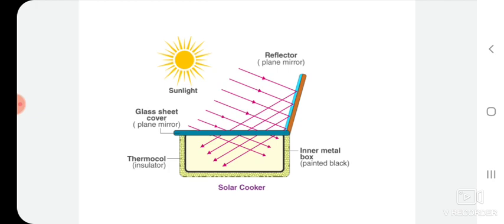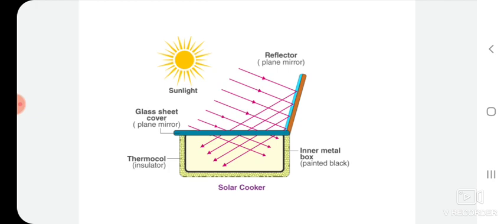Next one is the cooking container. A set of aluminum containers blackened from the outside are kept in the box, which is useful to cook any kind of meal.